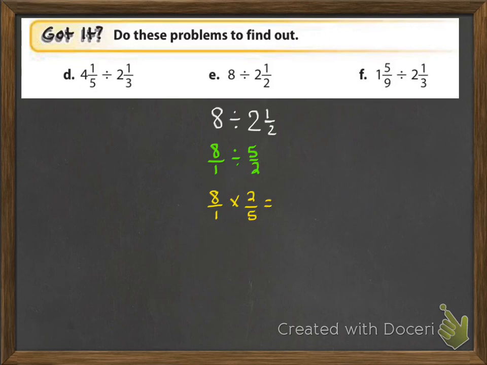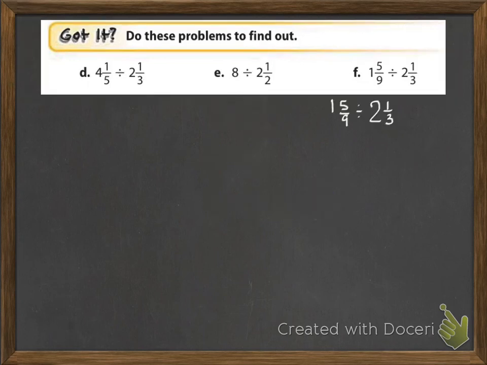5 and 8 we can't cross simplify, 2 and 1 we can't cross simplify, so 8 times 2 is 16, 1 times 5 is 5, and then remember back into a mixed number, 5 times 3 gives us 15, which means we have 1 left over to get to 16, and 5 is our denominator. So your final answer here should be 3 1/5. Make sure that you're checking your work and you're correcting them if yours is any different.